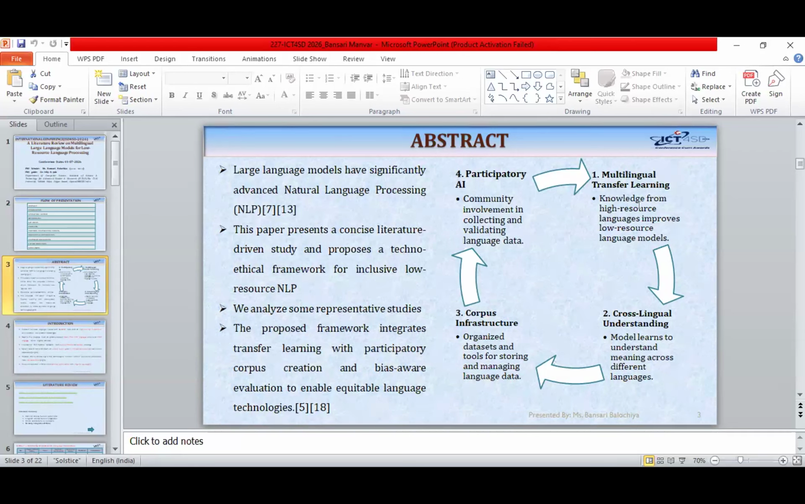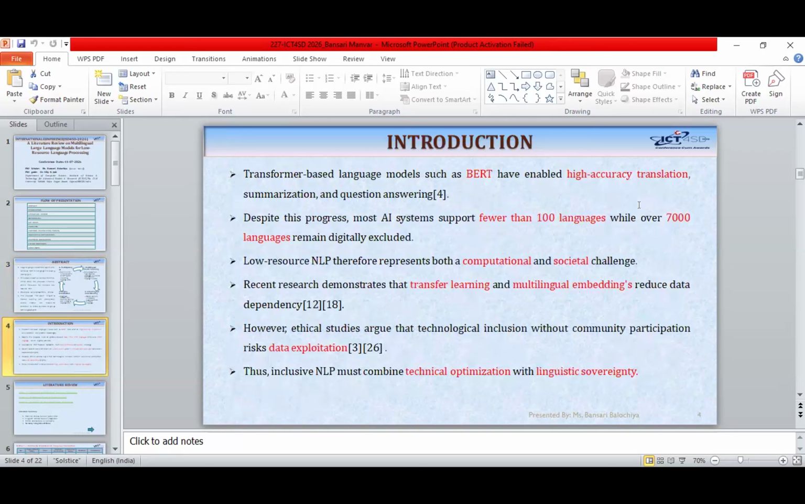So the proposed framework integrates transfer learning with participatory curation and bias-aware evaluation to enable equitable language technology. If I introduce this paper, transfer-based language models such as BERT enable high accuracy in summarization and question answering models.